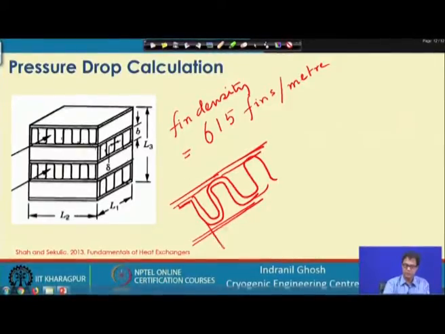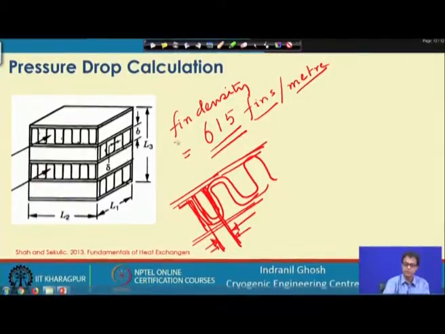From this end to this end, this is the fin spacing. Or this will be how many fins we have in 1 inch or in 1 meter. So, we have 615 fins in 1 meter, and thereby we can tell the distance from one fin to the next. So, that is what gives us an idea about the fin spacing.